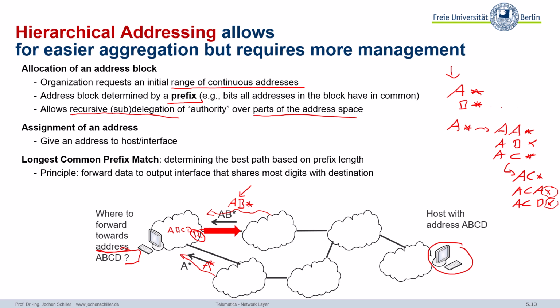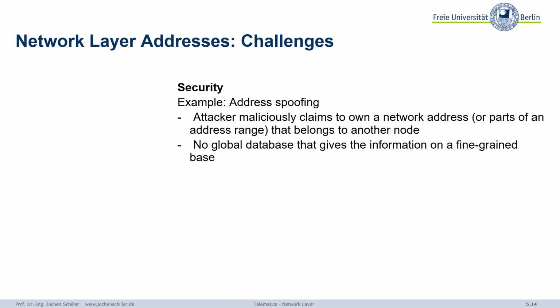And these are all reasons why we cannot use MAC addresses. MAC addresses are flat. So they're assigned based on the manufacturer of the interface. So you cannot assign them based on some geographical ideas or organizational ideas, etc. What else is at least a challenge?